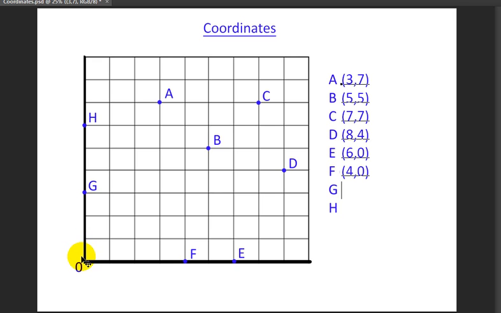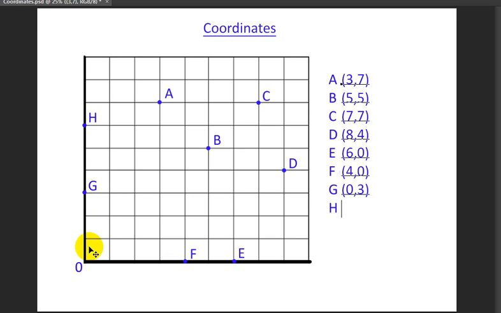Then we have G, and don't forget that the first number that we put in is how many steps to the right we need to go. So in this case, we don't need to go any steps to the right. So I'm going to put 0 first, and then I'm going to put in 1, 2, 3 steps up. So 0, 3 are the coordinates of G.